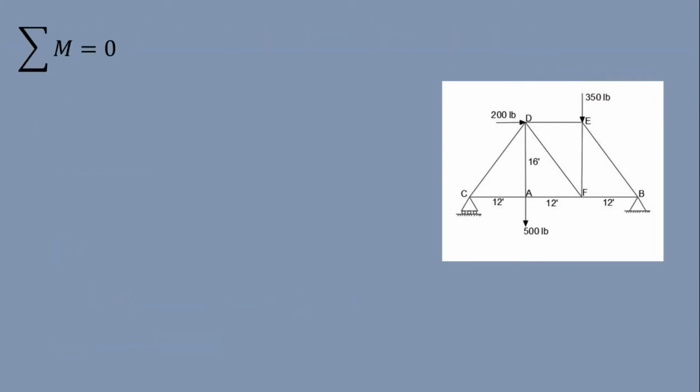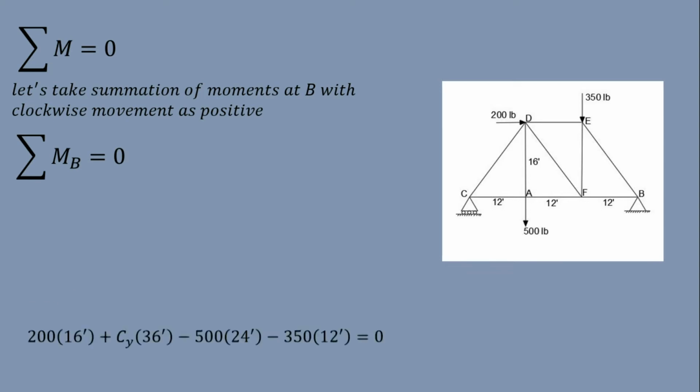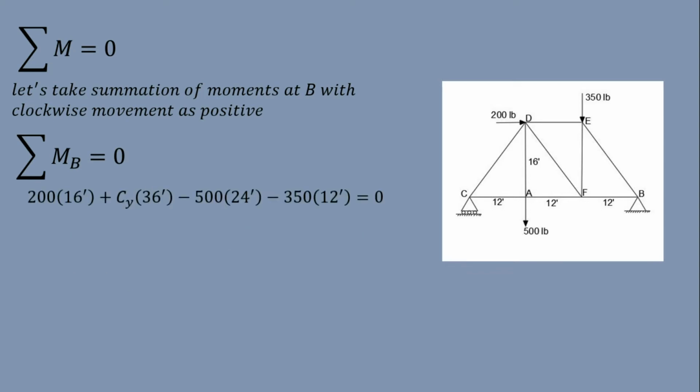And then last condition, we have the condition for moment that should also be 0, summation ng lahat ng moment, dapat mag-0 din para maging equilibrium. So let's take summation of moments at B with clockwise movement as positive. So summation of moment at B should be 0. So we have 200 times 16 feet. 200 force natin na maitutulak niya yon paikot in clockwise direction kaya siya positive.